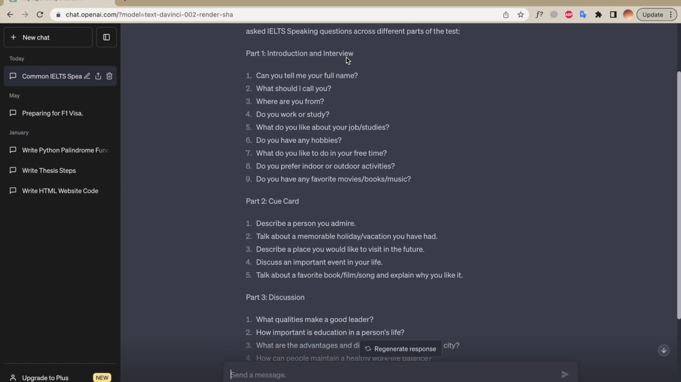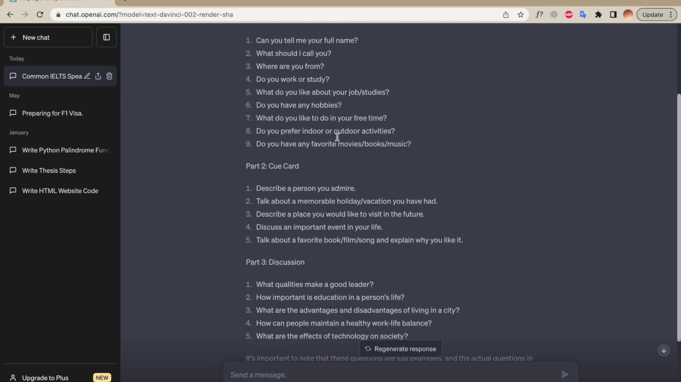Then you're going to be handed over a cue card where you will write something about a topic. For example, like ChatGPT says, describe a person you admire. So they're talking about a leader. Describe a place you would like to visit in the future and stuff like that. So basically, these are also general but specific topics they're going to give you. And the last one is going to be discussion. This part is basically like they're going to ask you further questions on the topic that was given to you in the section before this.